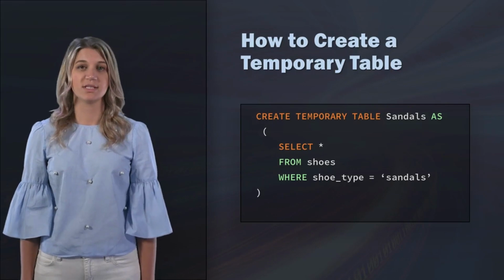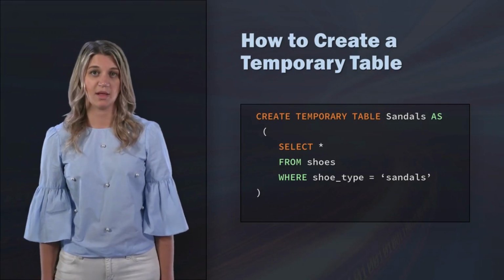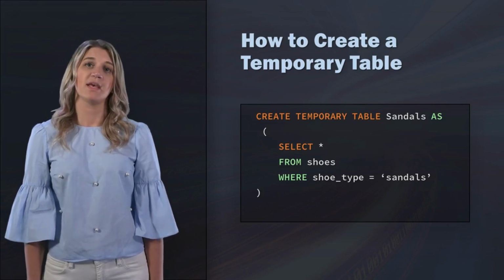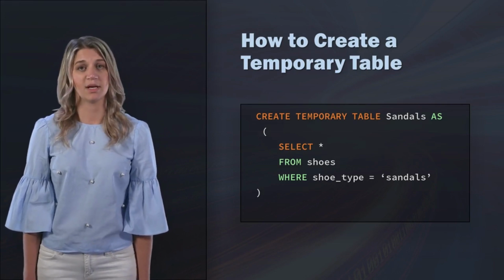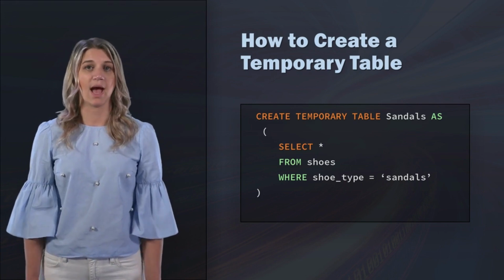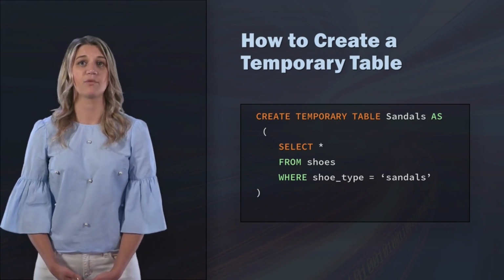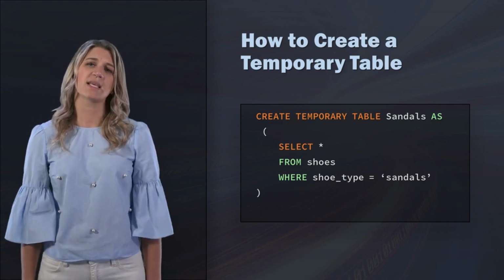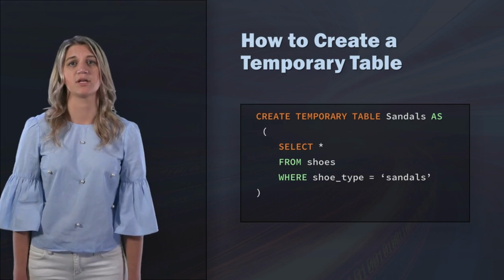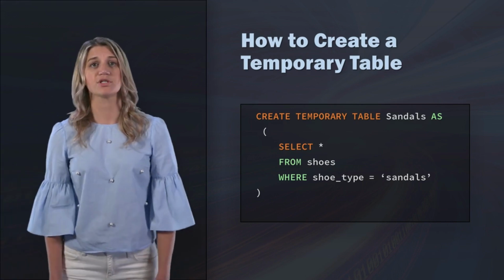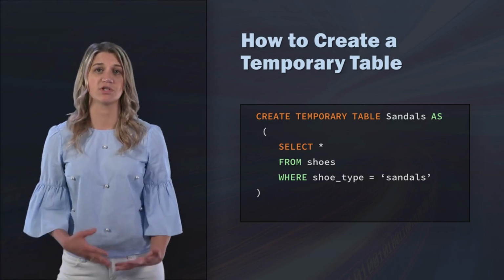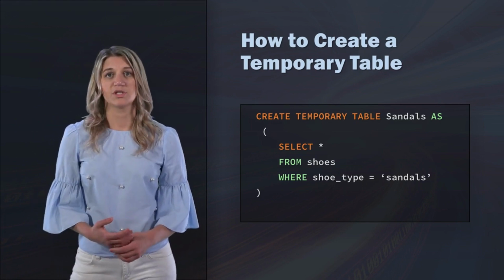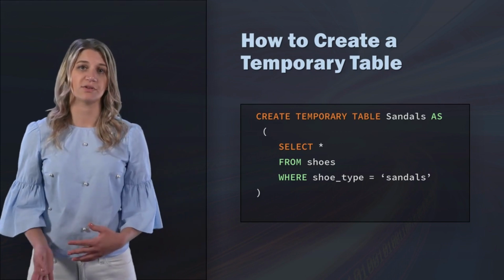For this, we use the statement create temporary table. Then we put the name of the temporary table we want to create. Then this I'm pulling in as a subset from another table. I'm going to say add. Then in my brackets, I'm going to put my select statement of where I want to get this from. In this case, I'm pulling a subset of data from my shoes table. Right here, I'm just creating a temporary table that is the shoe type sandals. Now I create an individual table, which is just going to have those shoes that are sandals.